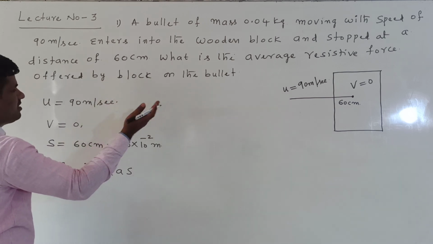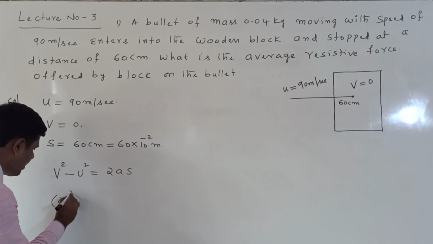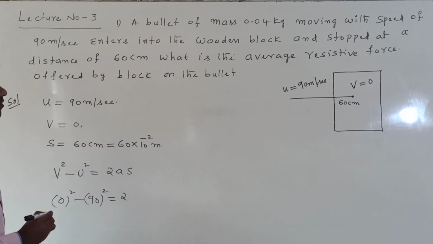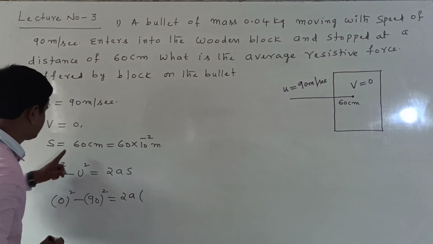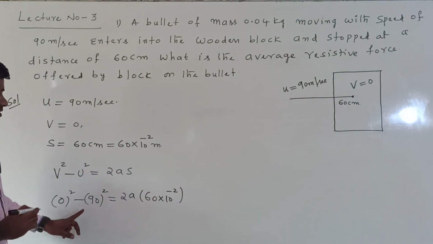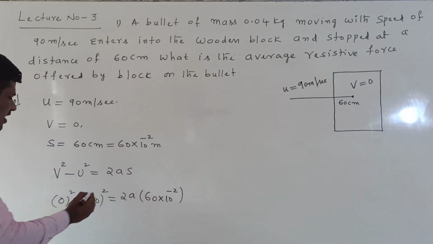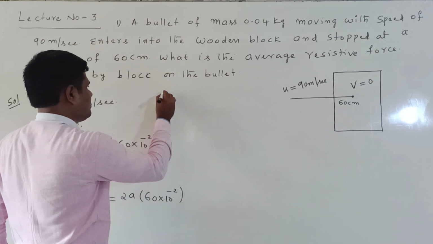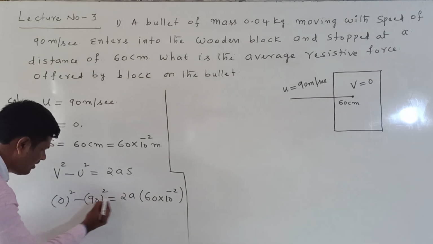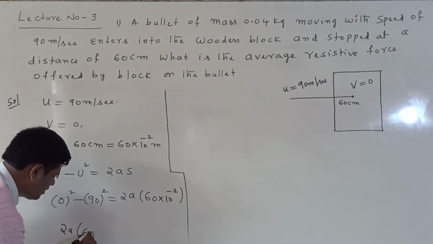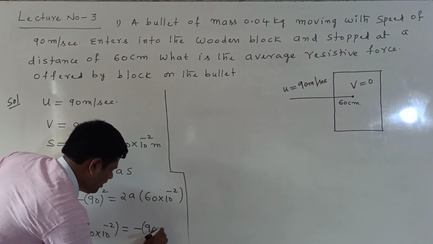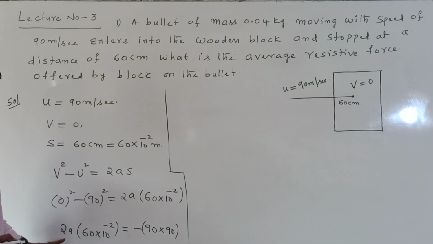Now v, the final velocity, is 0. So 0 square minus 90 square is equal to 2as, where s is 60 into 10 power of minus 2. From this we find the a value. 0 square means 0. Now the remaining value: 2a into 60 into 10 power of minus 2 is equal to minus 90 into 90.